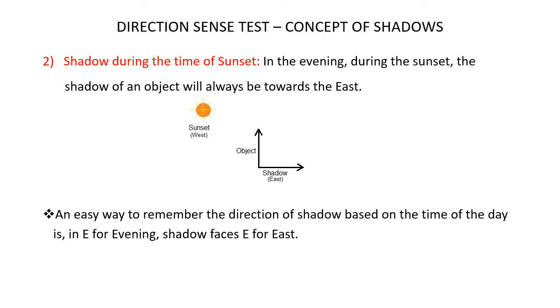Now, an easy way to remember the direction of shadow based on the time of the day is to remember that E is for evening and E is for east. That means in the evening, the shadow will fall towards the east.